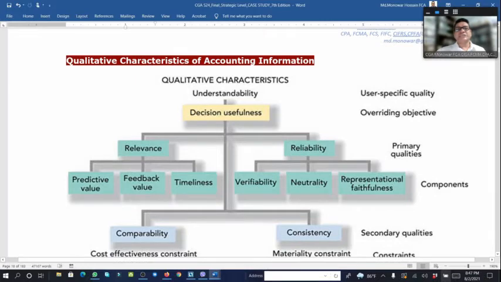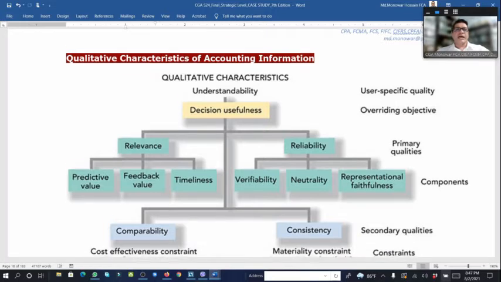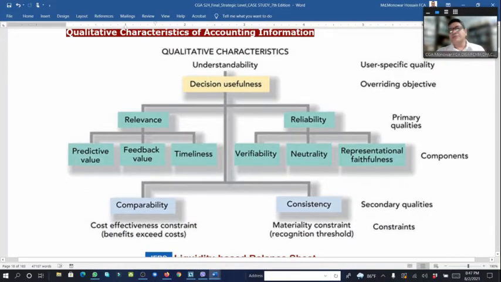And if you see the financial statements, the quality of information in the financial statement: financial data or information should be understandable, relevant, and reliable. It should have predictive value and feedback value, be timely, and must be verifiable, neutral, comparable, and consistent. All characteristics are divided in different ways. So what is that? Understandability.